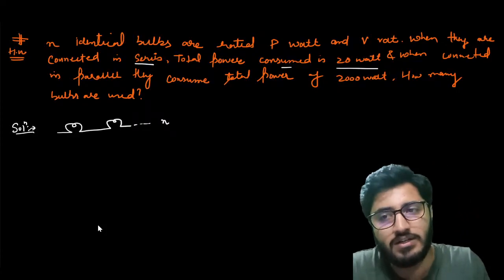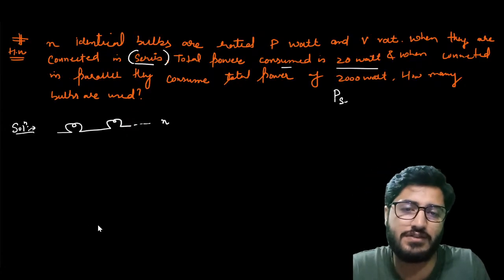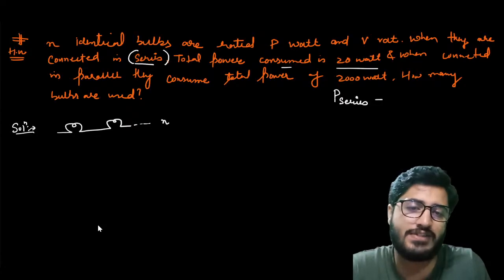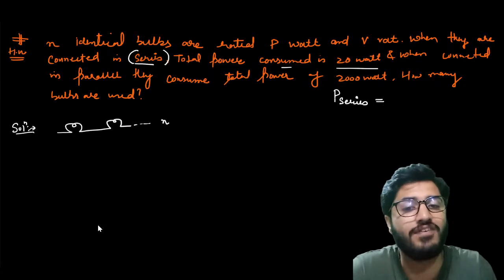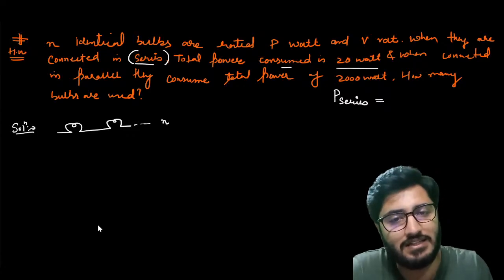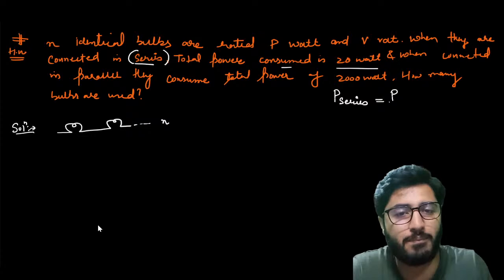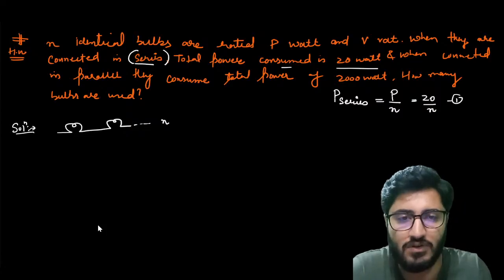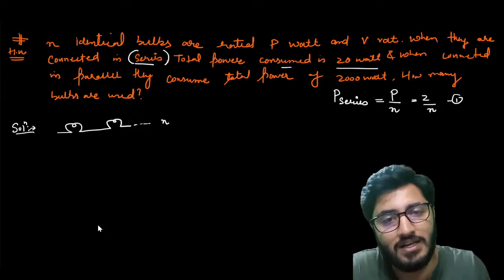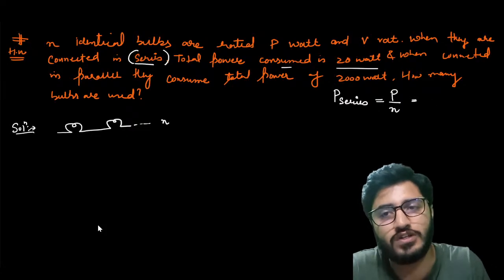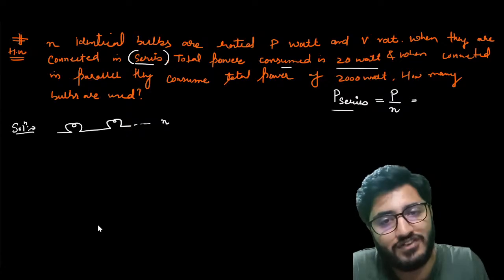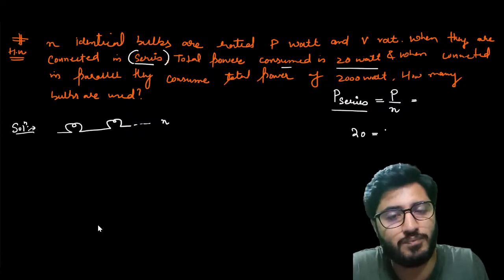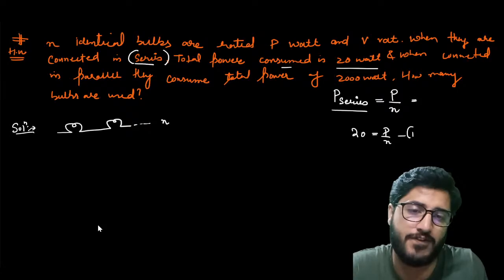Here you can see the series combination. So what is power in series? Sir, power in series is opposite to resistance in series, so I can write it as power by n. I guess it is 20 by n. No, it is not correct, because the small power is not given to us. This power in series is given to us. It is 20 equals P by n. This is equation number one.